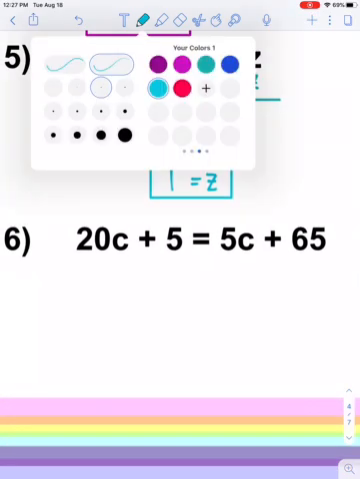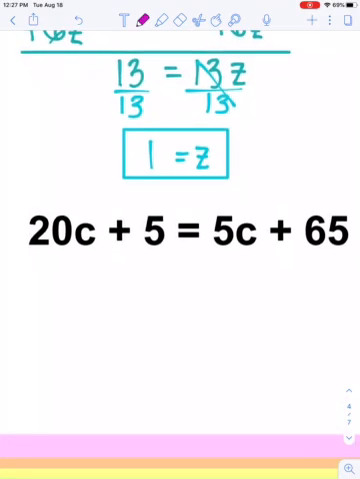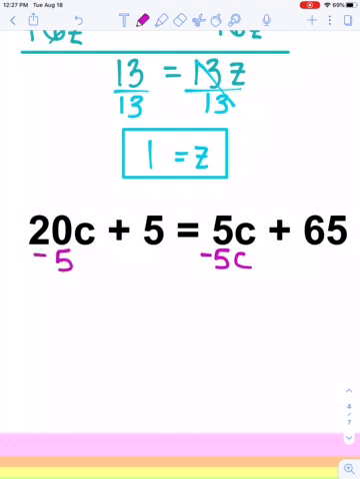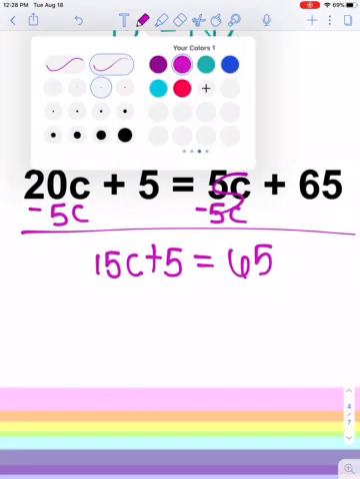Last one. All right, no parentheses, but you do see your variable on both sides. So you could move the 20 or the 5. Probably a little simpler to move the 5. It's currently positive, so we're going to subtract it over. 20C minus 5C is 15C. You drop the plus 5. These 5's are gone, and you're left with a positive 65 on the right.